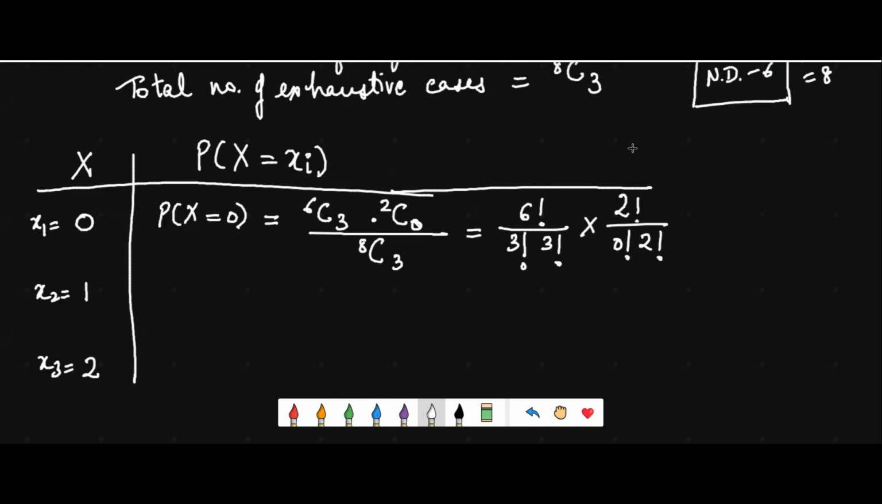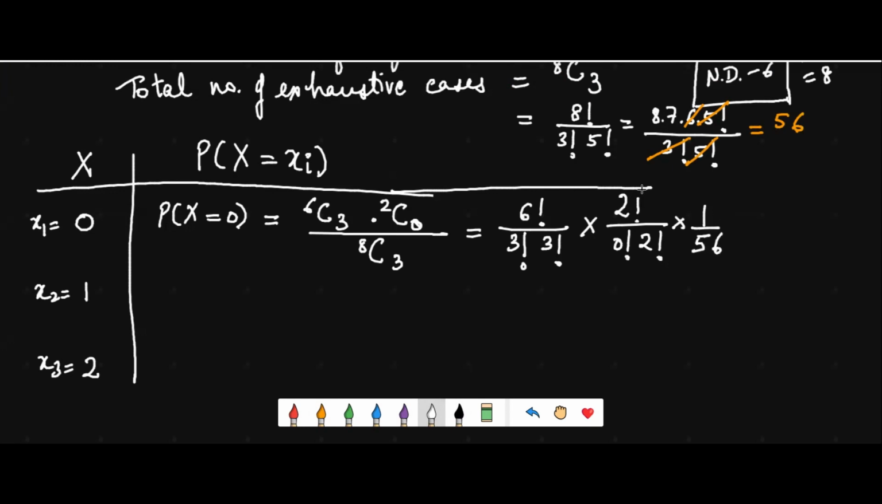So 8C3 can be calculated using this. So I'll just write here. This is very easy to calculate. When we cancel this, and this is 3 factorial, we know 3 factorial is 6. So again, we can just cancel this as well. So we are just left with 8 into 7, that is 56. So here in the denominator, we are getting 1 upon 56, that is 8C3.